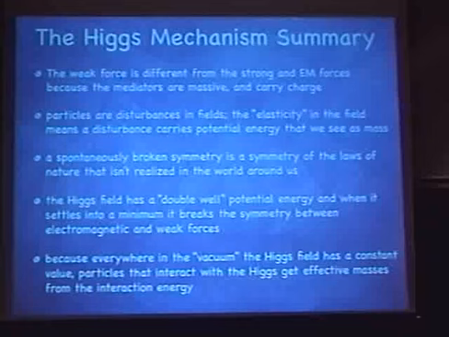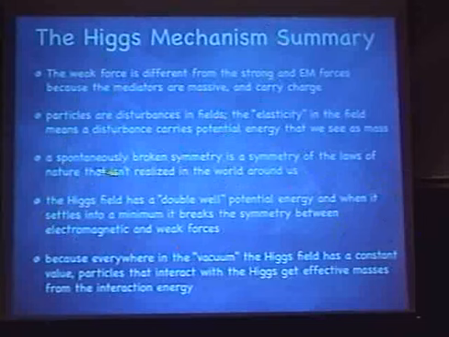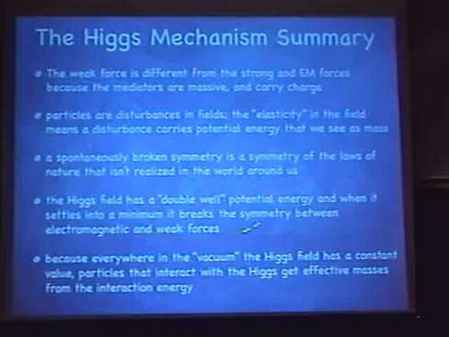That at some point in the past, something randomly made the universe become one way and not the other, and now the symmetry doesn't seem to be present in the world around us. And then I came back and pulled all these three things together, and I said, well, the Higgs field has one of these double well potential energies, and when it settles into a minimum, as the universe cools, it breaks a symmetry between the electromagnetic and the weak forces.